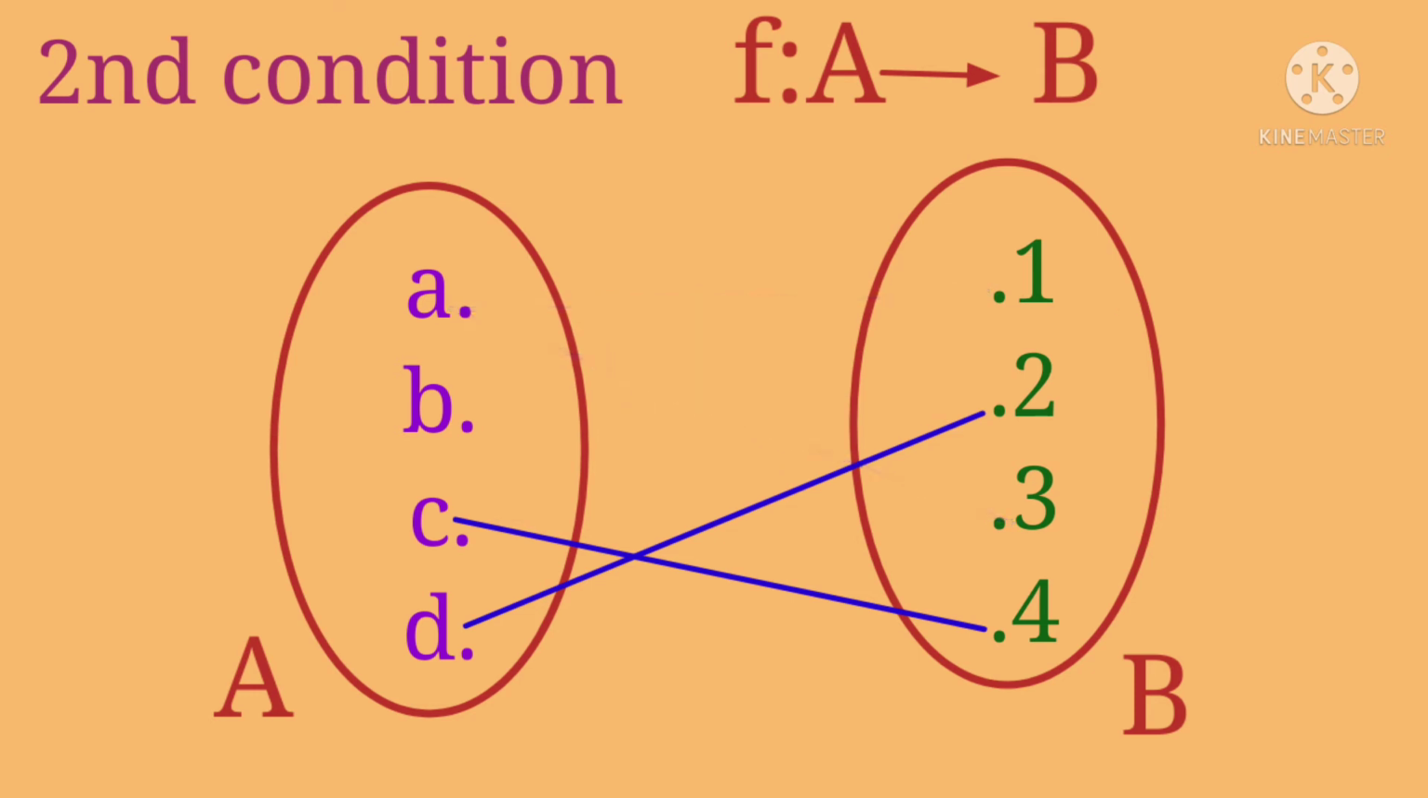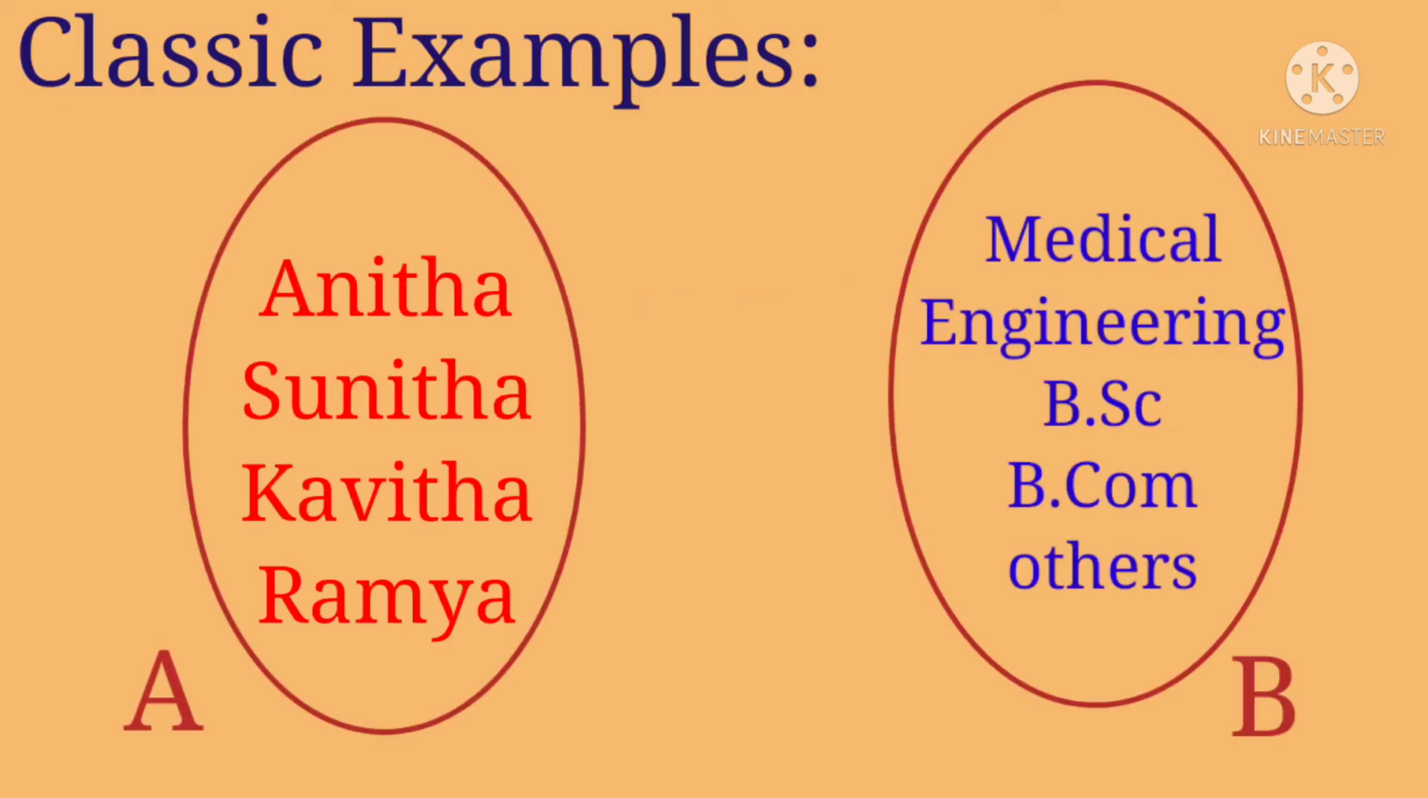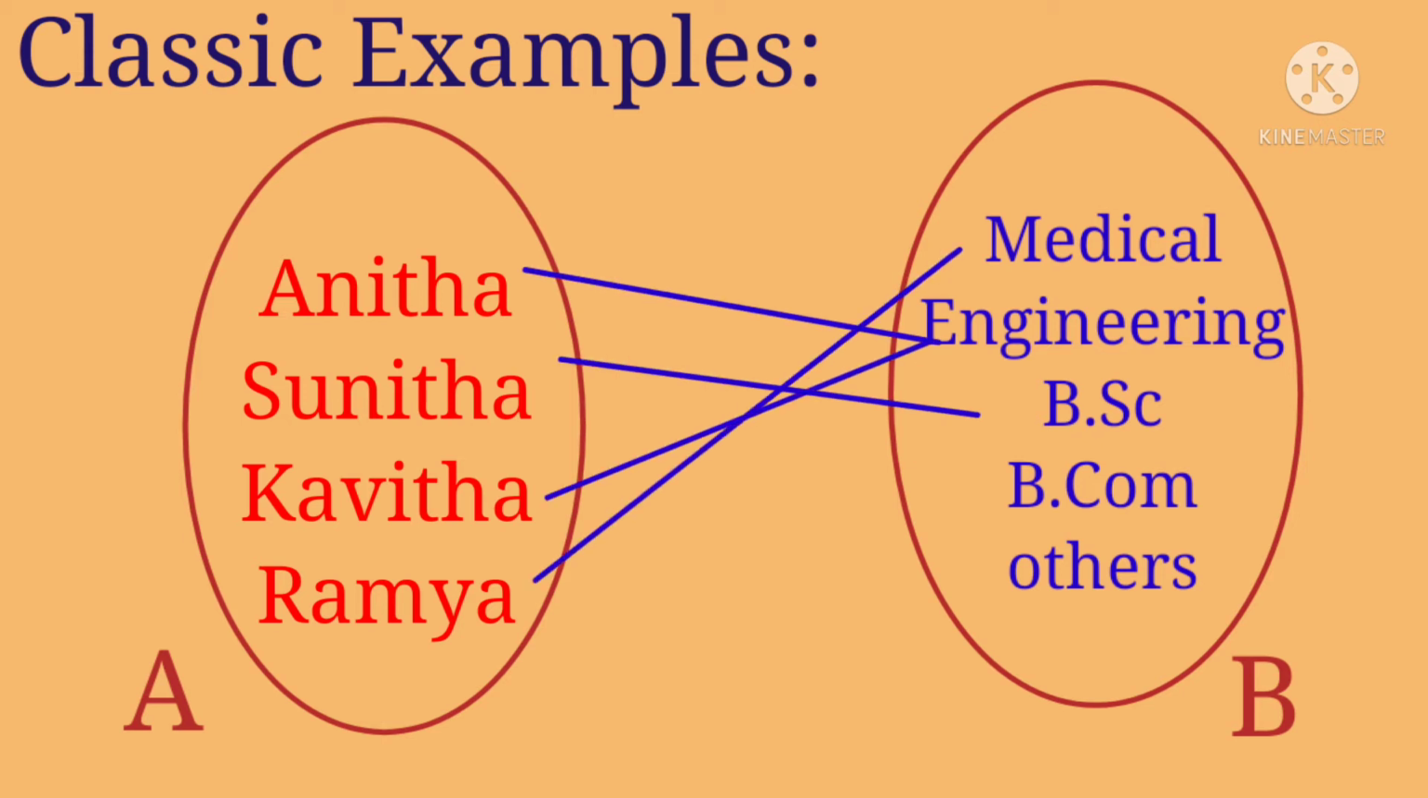Let's revise with a very simple example. Take set A as students who have completed the 12th standard and are searching for a degree option. One person at a time can choose one of the degrees. In the codomain, there is a list of degree options: medical, engineering, science, commerce. A list of options is given.